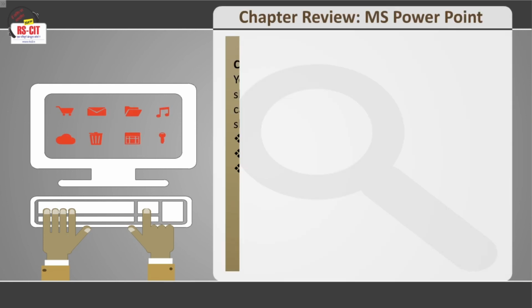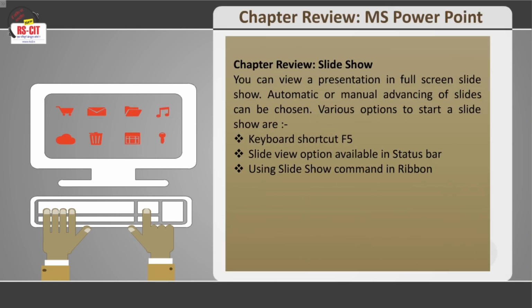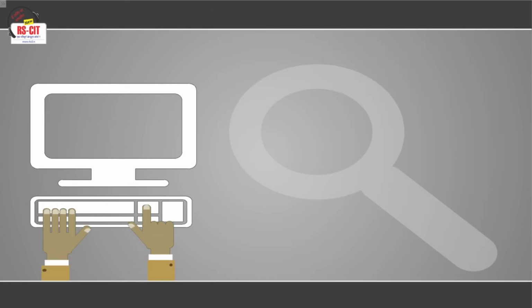Chapter Review. Slideshow. You can view a presentation in full screen slideshow. Automatic or manual advancing of slides can be chosen. Various options to start a slideshow are keyboard shortcut F5, slide view option available in status bar, using slideshow command in ribbon. Chapter Review. Printing a presentation.